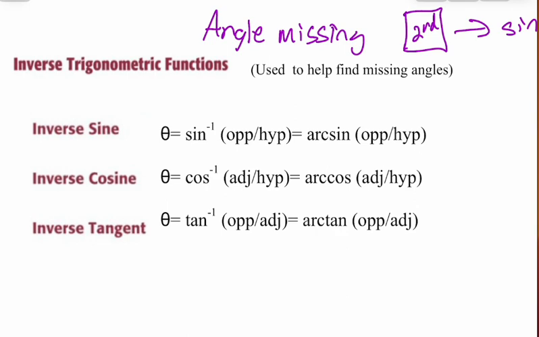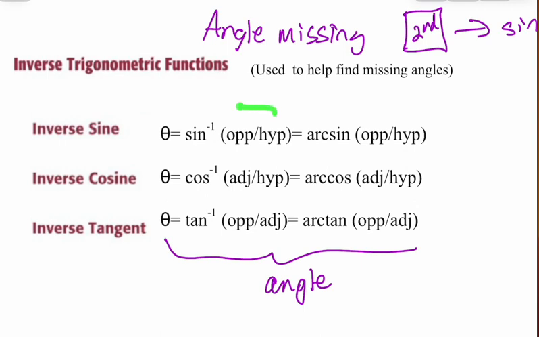So make yourself a note that if you have the little -1 notation, or if I write the little -1 notation, or if I write arc in front, that is the only time we hit the second button on our calculator, and that is the only time that we are looking for an angle measure. So remember, this is saying this is an angle. And this is just saying in your calculator, you're going to put that fraction.